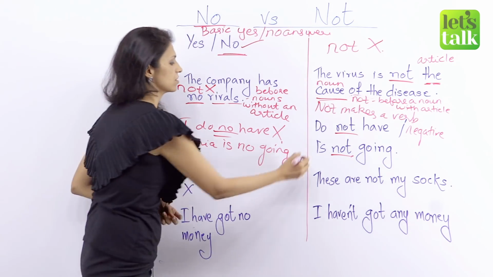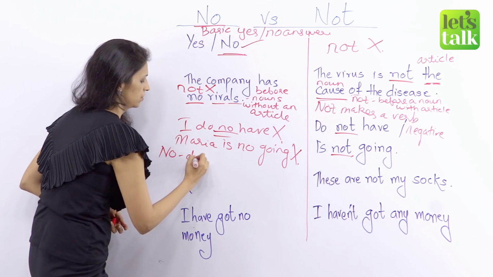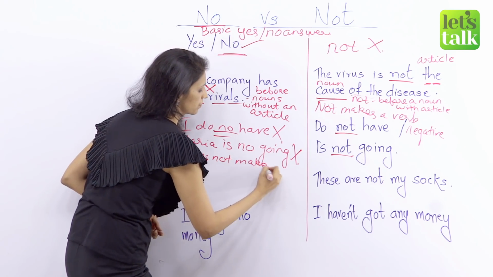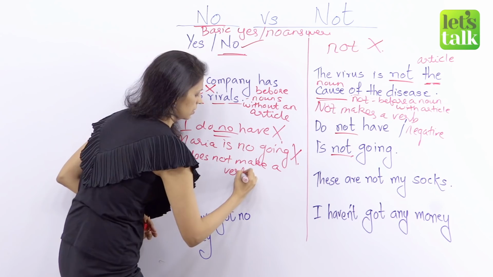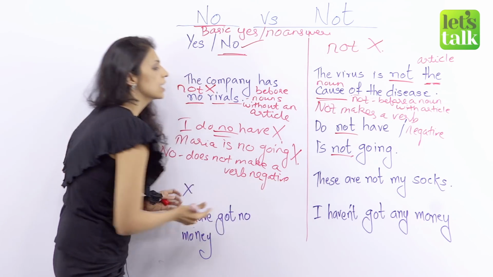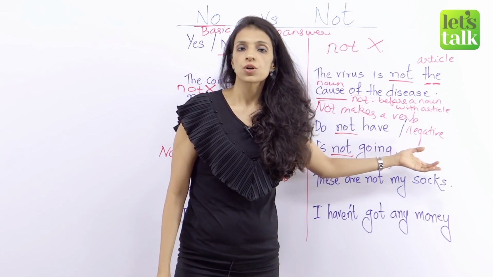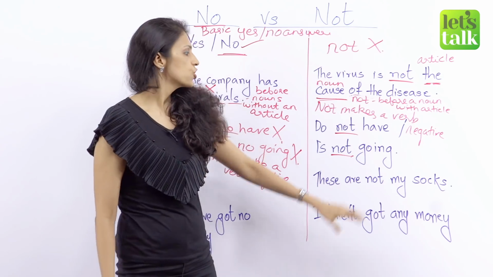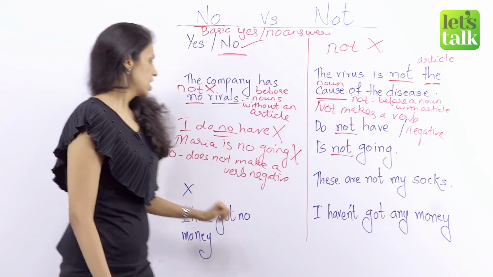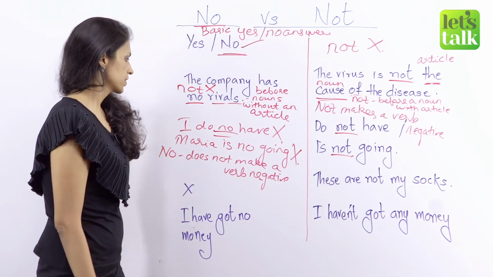Of course, this is incorrect. So no does not make a verb negative. So remember, when you want to make a verb negative, like has not done, won't, will not go, always use not, because it is not that makes a verb negative. No does not make a verb negative at all.